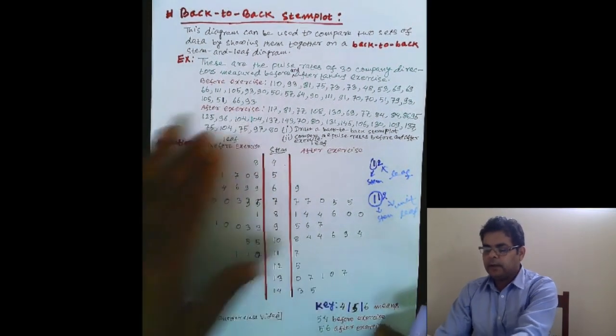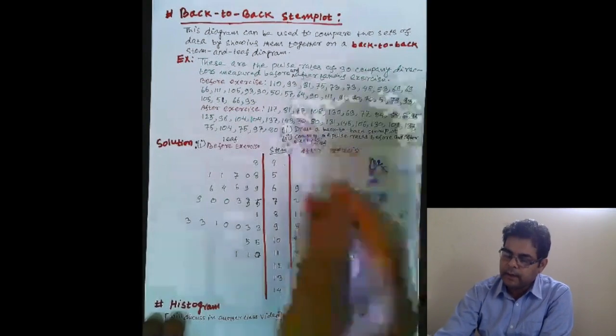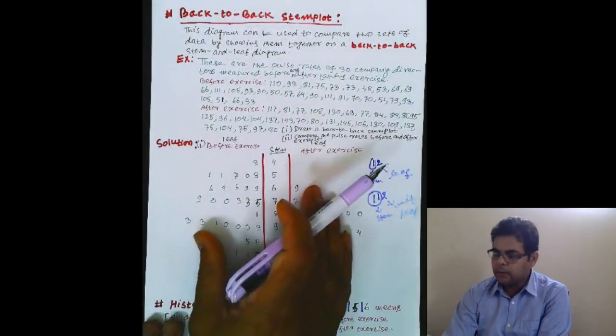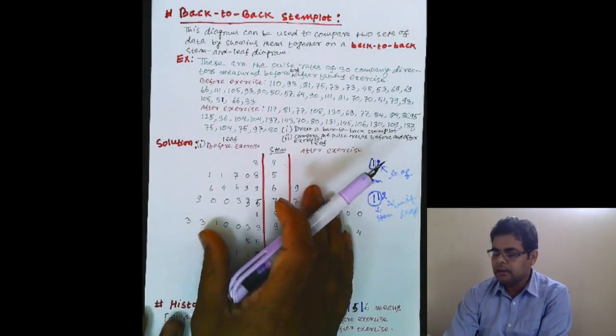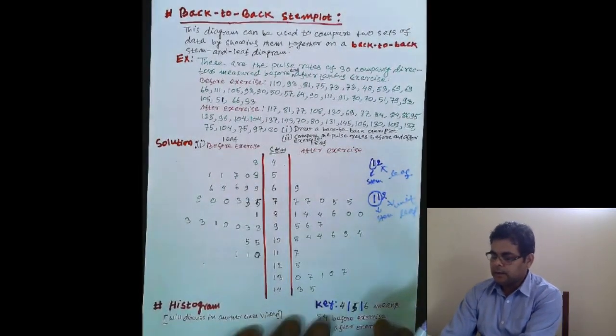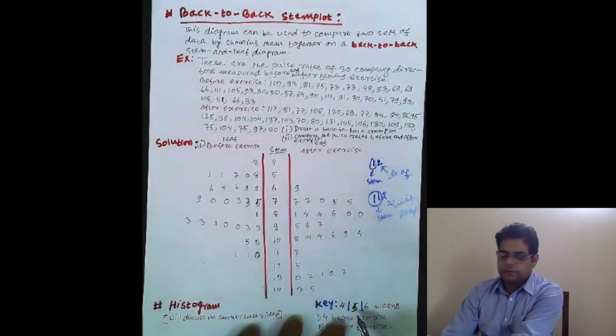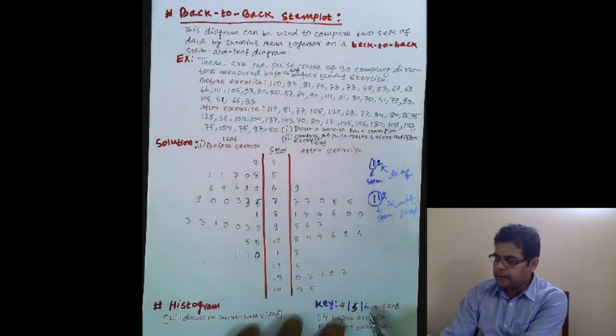But here we are plotting these two data on the same diagram, therefore we have to define the key in different ways. You can see here, at the middle this is 5, and to the right of this 6, so it will be written as 56, and to the left of 5 it is 4, so it will be written as 54, not 45 here.